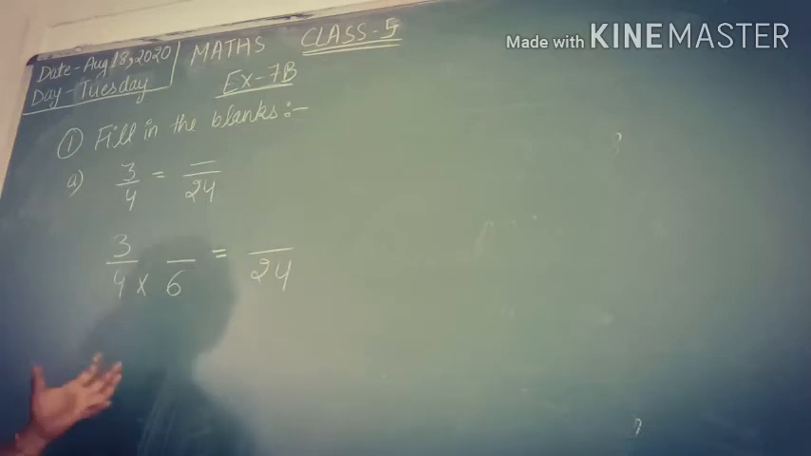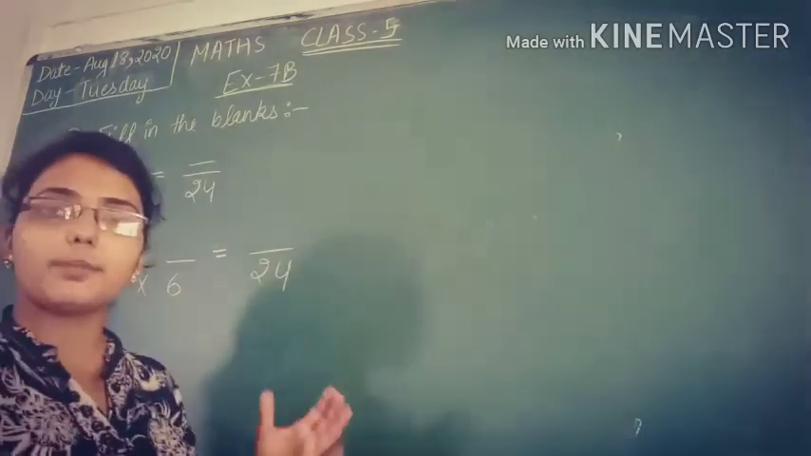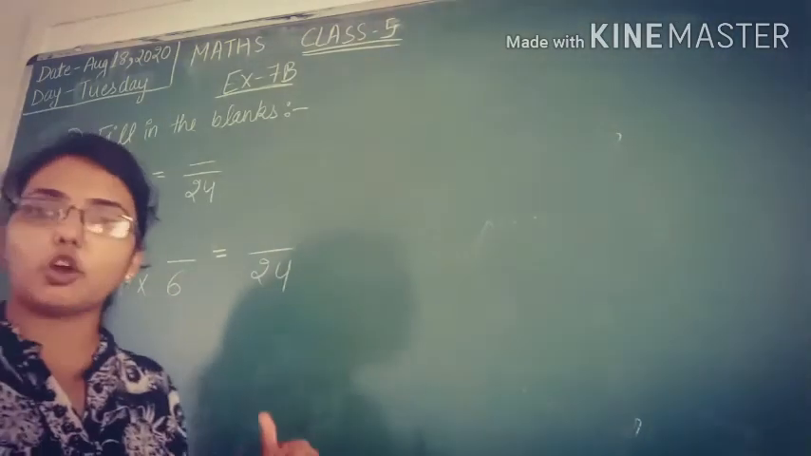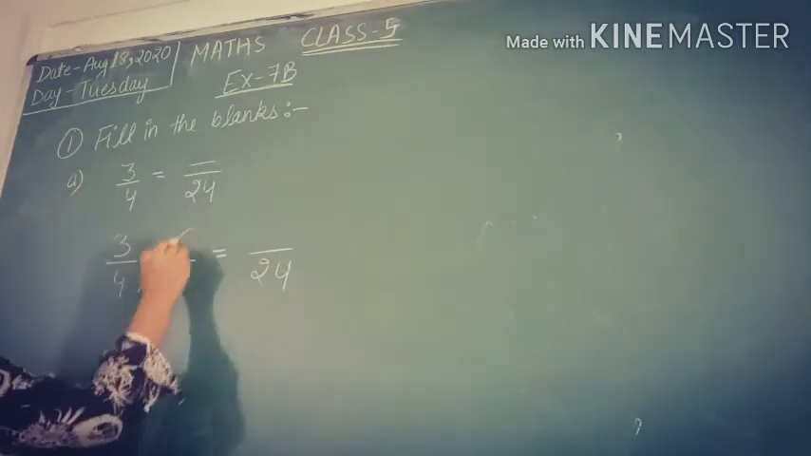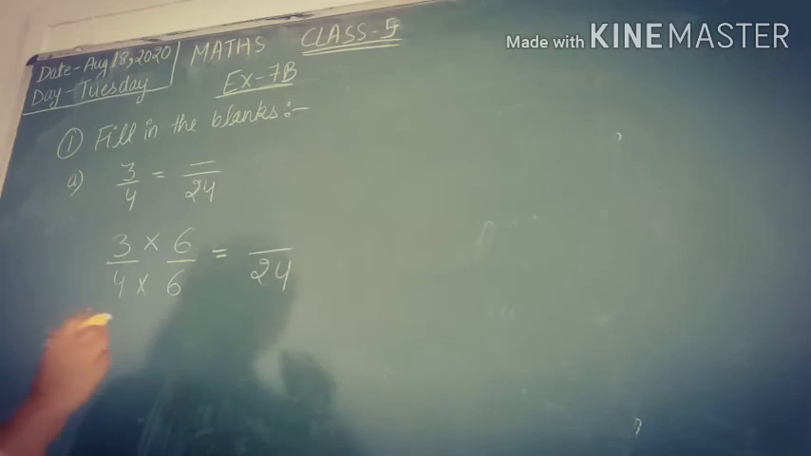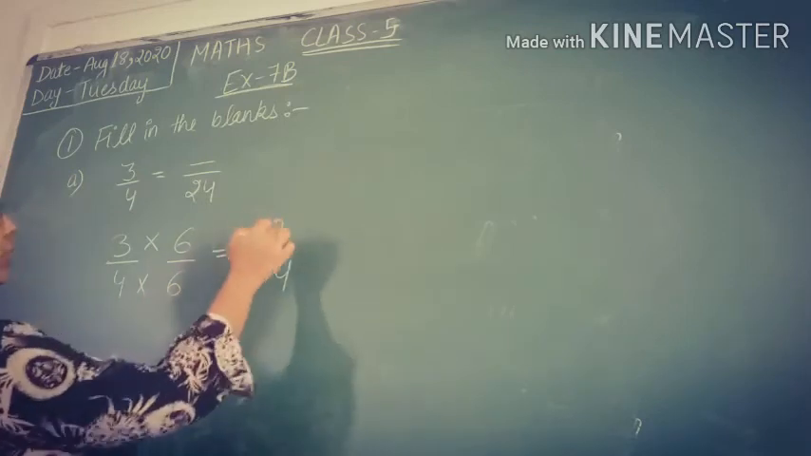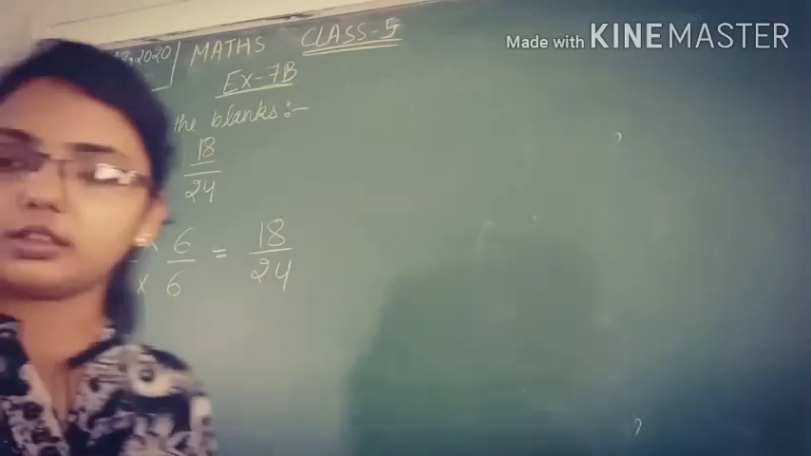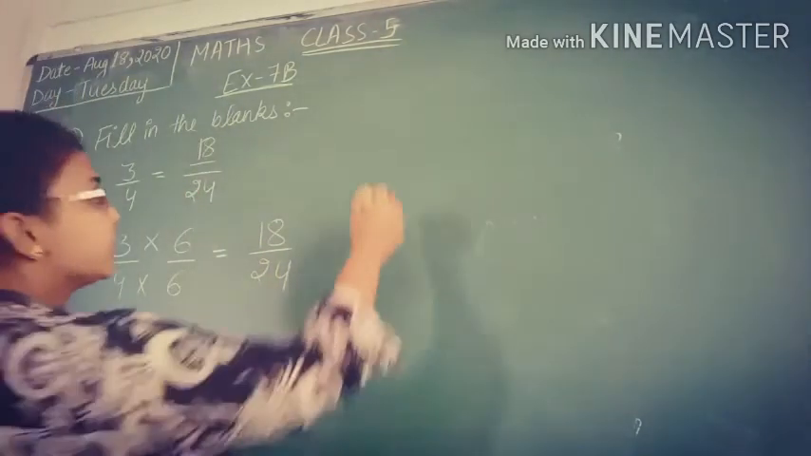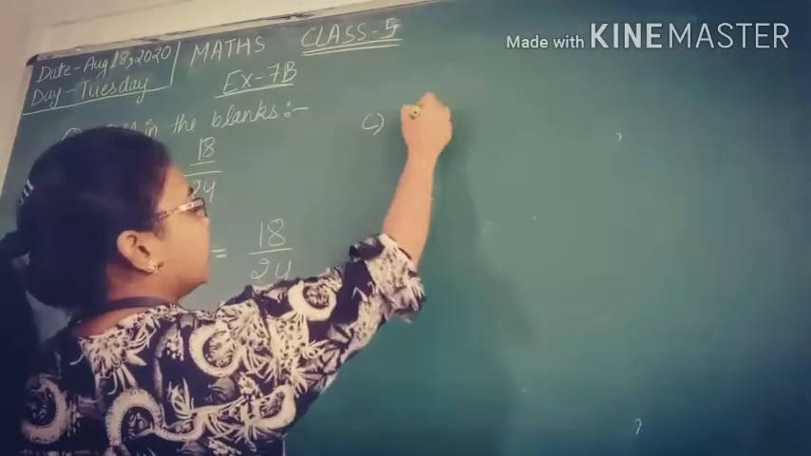As you know, fractions are equivalent only when you multiply the denominator and the numerator by the same number. So let's multiply the numerator also with 6. 6 3s are 18. So what will come in this dash? 18 will come in this dash. Is it clear? Let's take another example, that is part C.